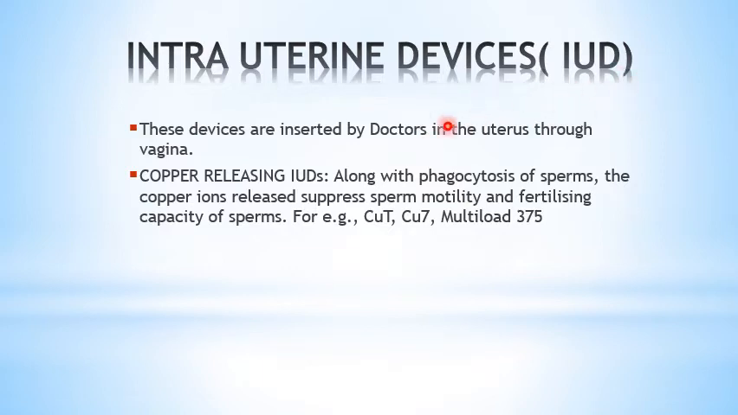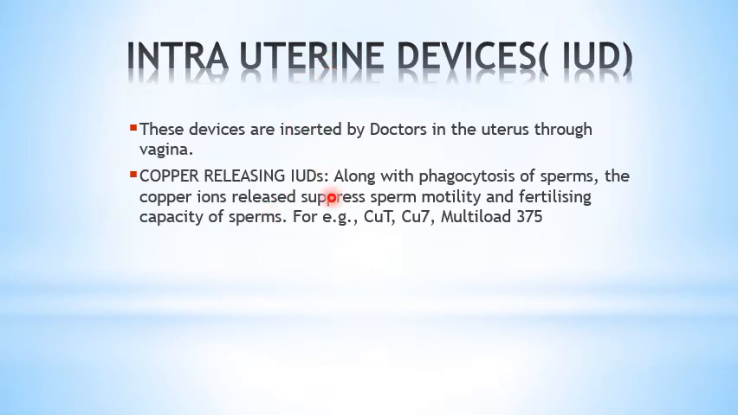These devices are inserted by doctors into the uterus through the vagina. The copper releasing intrauterine devices work along with phagocytosis of the sperm. So the principle is that they phagocytose the sperm. The copper ion release suppresses the sperm motility and the fertilizing capacity of the sperm. So this is the principle of the intrauterine devices.